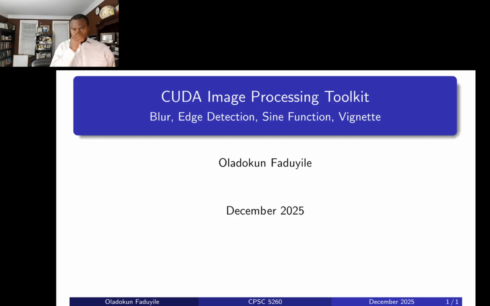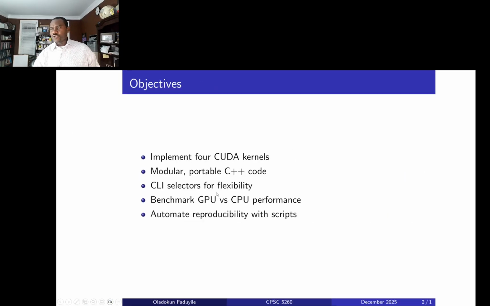Dokun Faduyile, going to be talking about the CUDA Image Processing Toolkit. This is the toolkit for homework CPS5260, homework number 6. The purpose is to go through CUDA programming and how to do image processing. We have a homework that was provided to us, and based on it, we have a clear objective of what we really want to do.